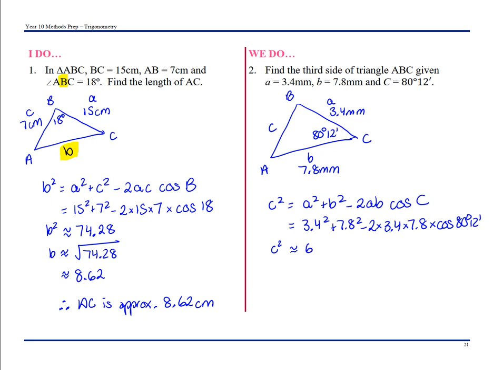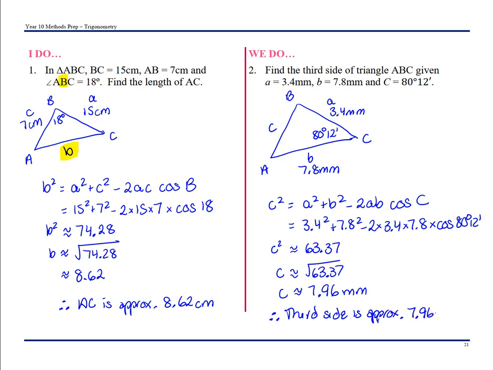And you get 63.37. So c is approximately the square root of that. Go to your calculator, square root of your answer, and you get approximately 7.96, and that's in millimeters. Therefore, third side is approximately 7.96 millimeters.